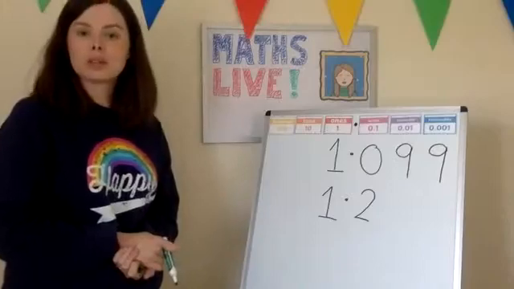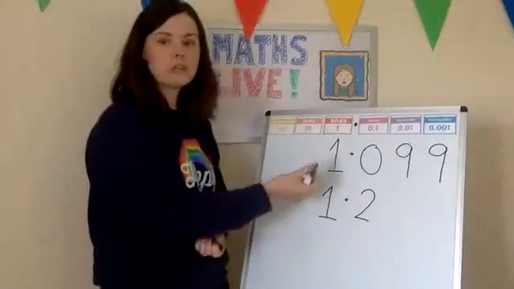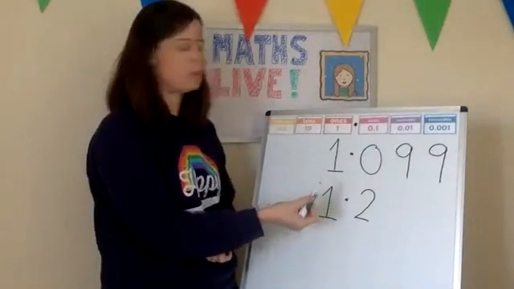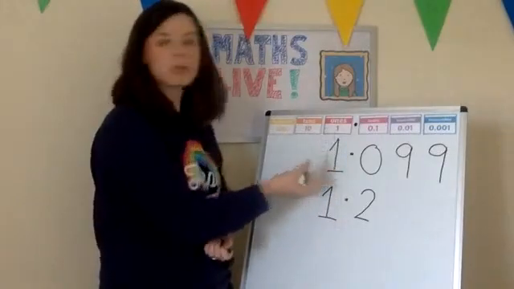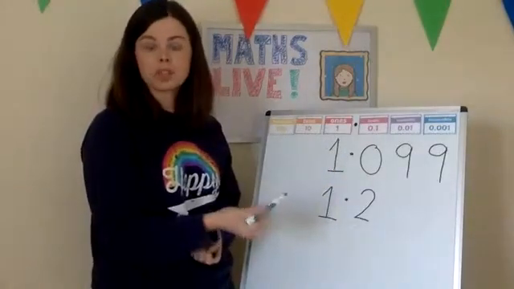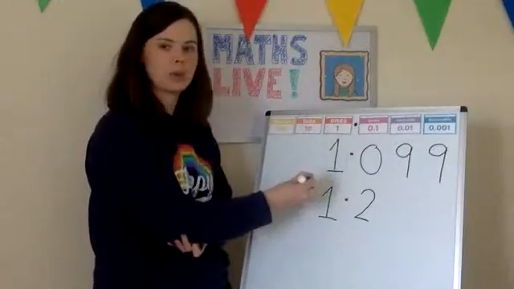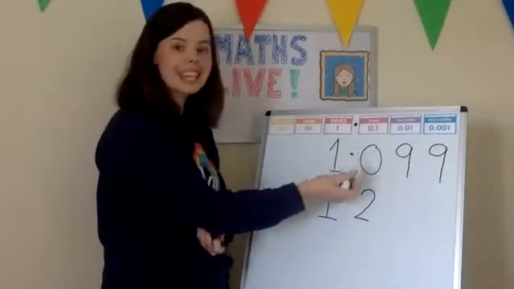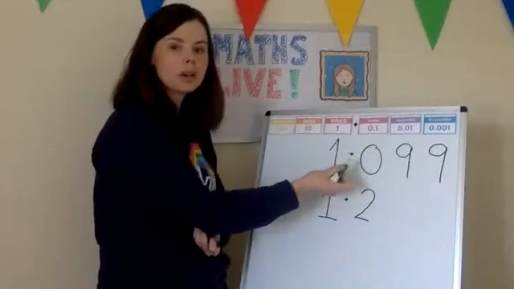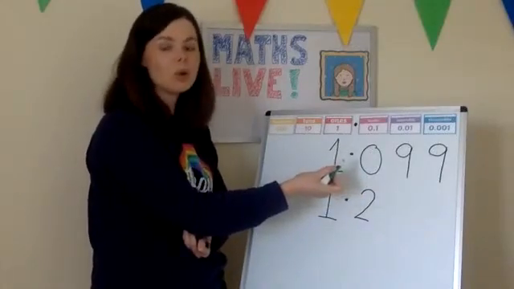The reason why it's not the biggest number is because we have to compare the place values as we go along. They both have 1, so they both have the same amount of whole numbers. That makes them the same at this point. But then when we go to the tenths, the top number doesn't have any tenths at all.